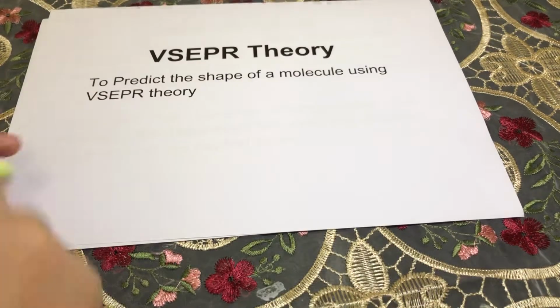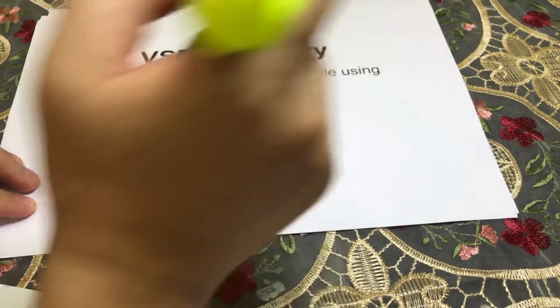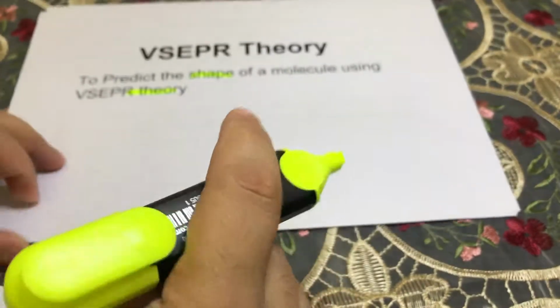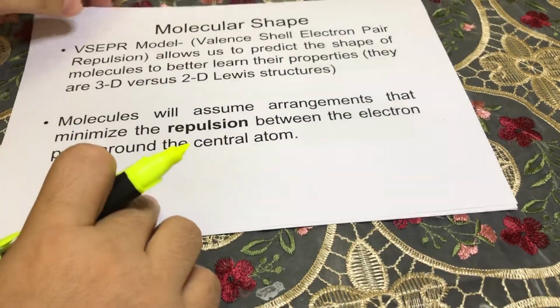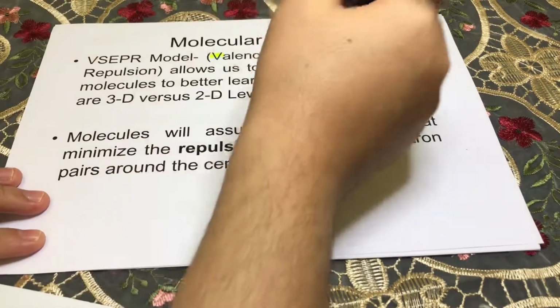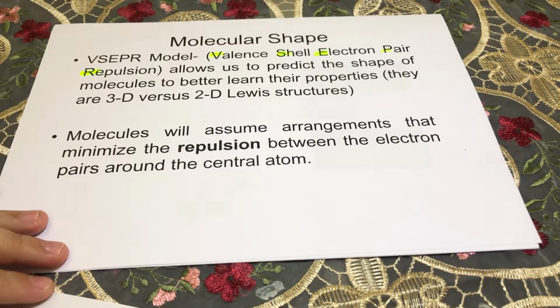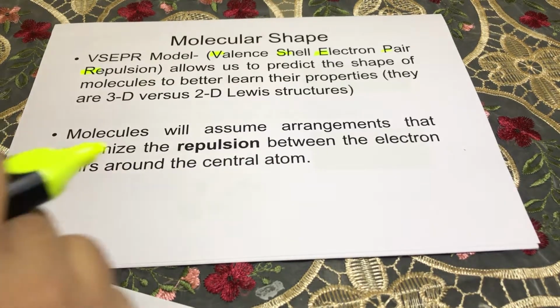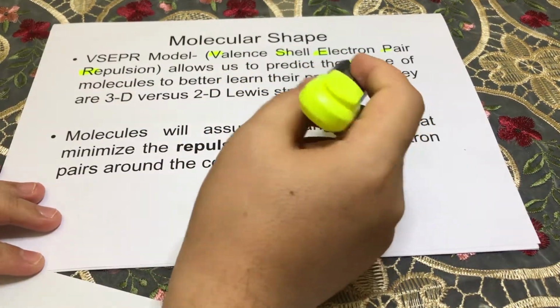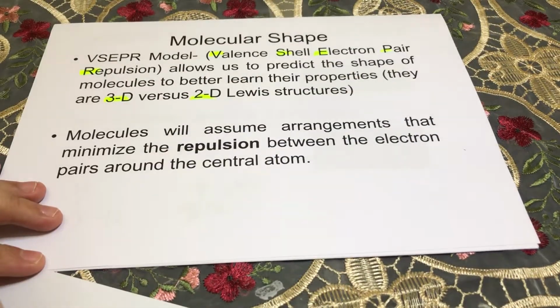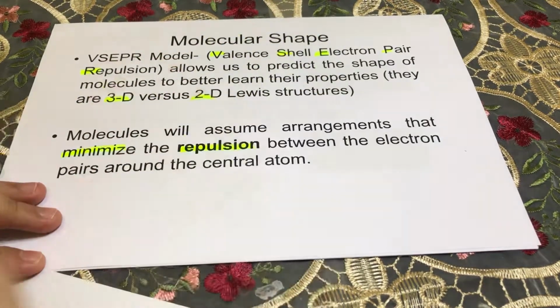We will learn how to predict the shape of molecules using VSEPR theory. VSEPR, valence shell electron pair repulsion, allows us to predict the shape of molecules to better learn their properties. They are in 3D versus the 2D Lewis structure. Molecules will assume the arrangement that minimizes the repulsion between the electron pairs around the central atom.